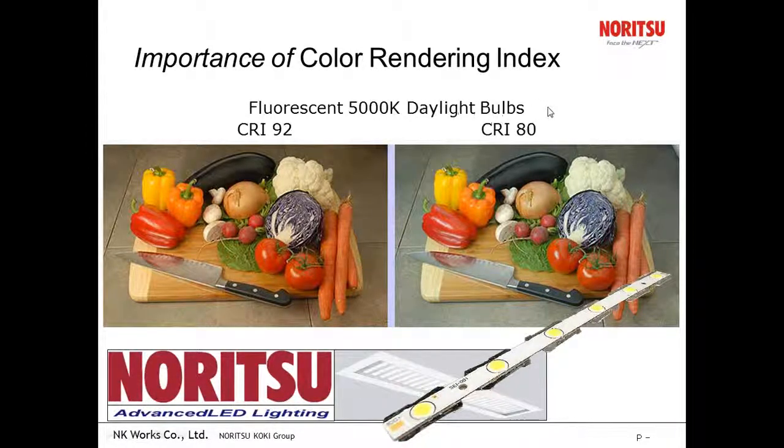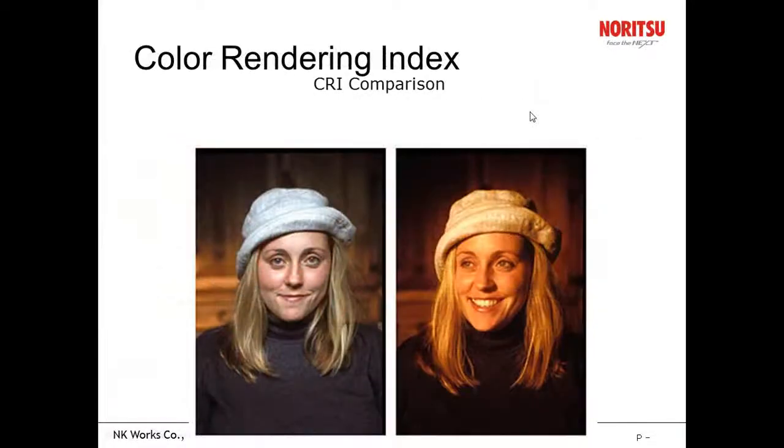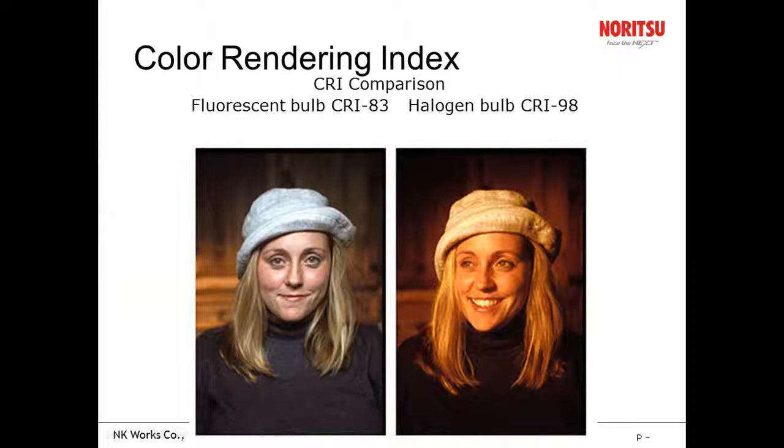A CRI number of approximately 95 or higher is fantastic. If you get into the 90s, you are getting a very good quality bulb. I'm going to expand on that a little bit further. But what I got really puzzled about when I understood that was this. Why did this halogen bulb at a CRI of 98 look yellow and horrible to me, while this fluorescent bulb with a CRI of 83, although not perfect, had a better skin tone?